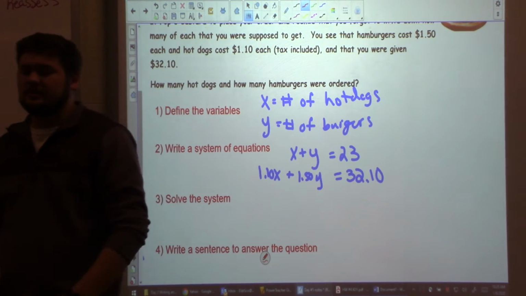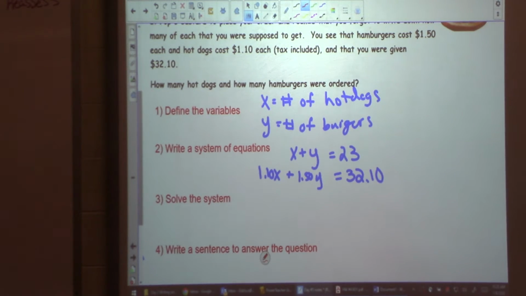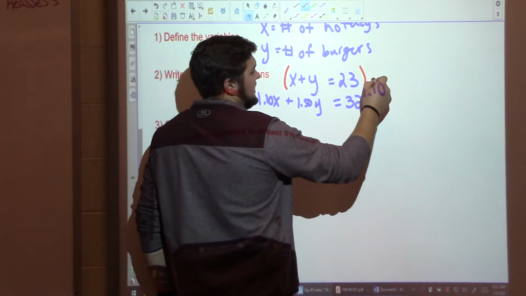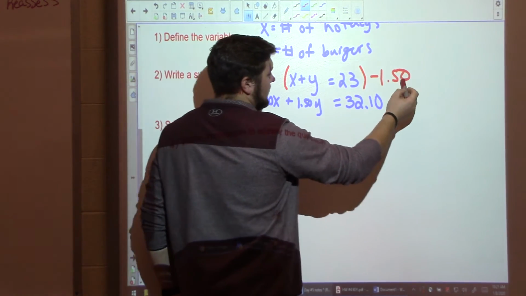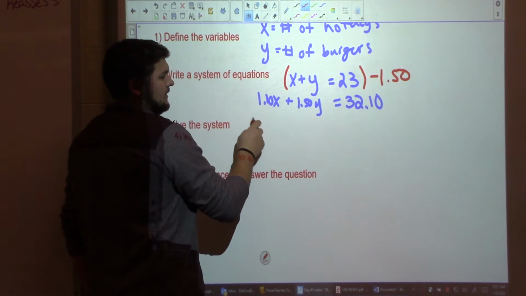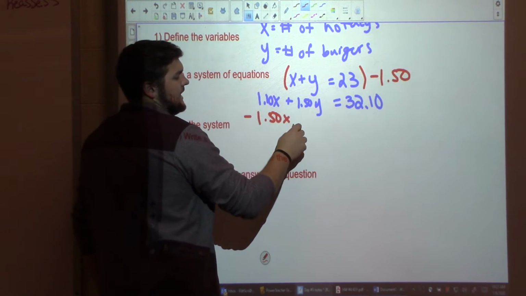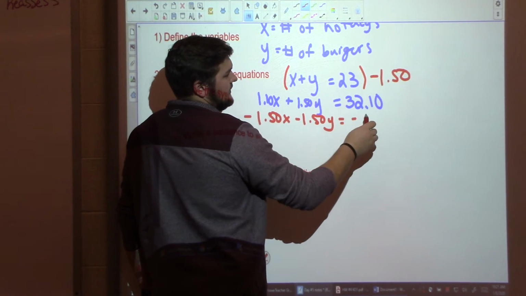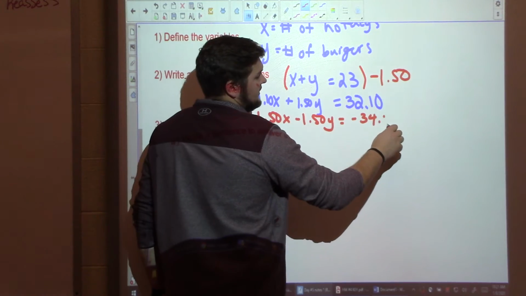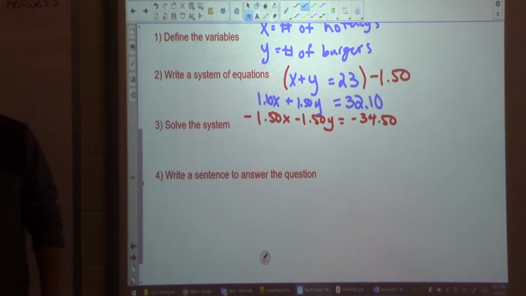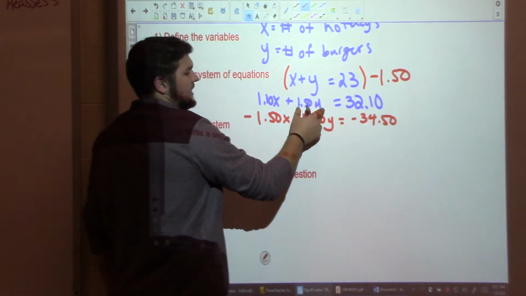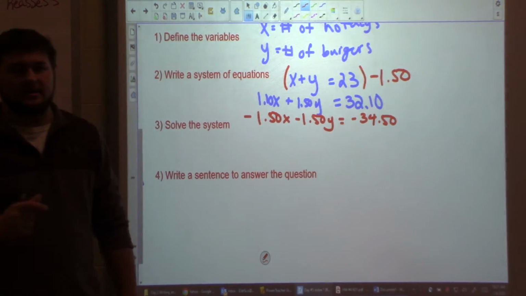So what I need to do now is what we've been doing for this whole unit. Solve the system. I'm going to do that by combination elimination. I'm going to multiply this top equation by negative 1.50. I'm going to try and get rid of my y. So I get negative 1.50x minus 1.50y equals negative 34.50. I took negative 1.50 and multiplied by everything in this equation, so I got opposite coefficients for my y.